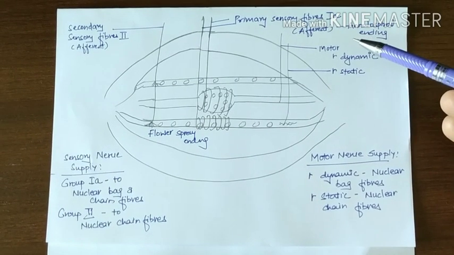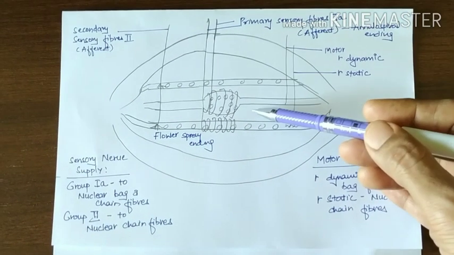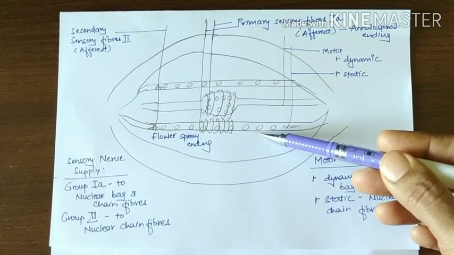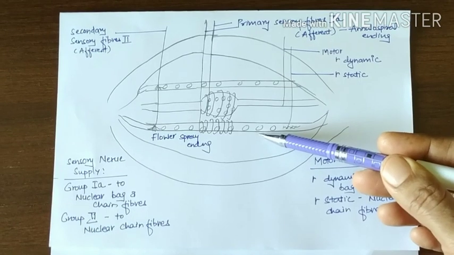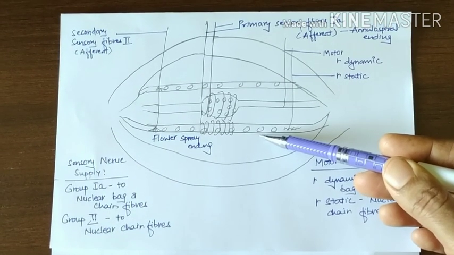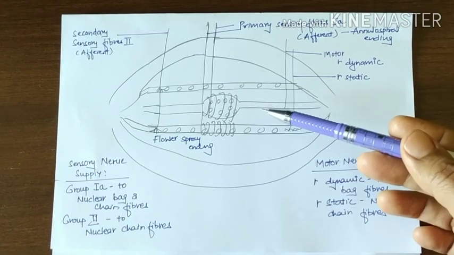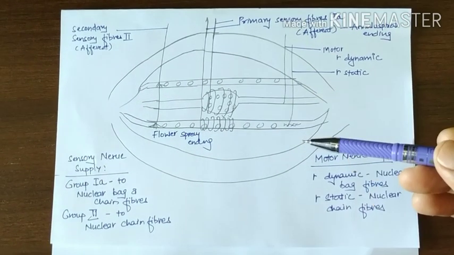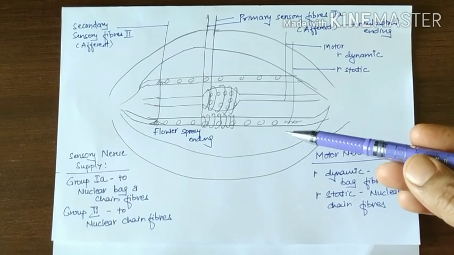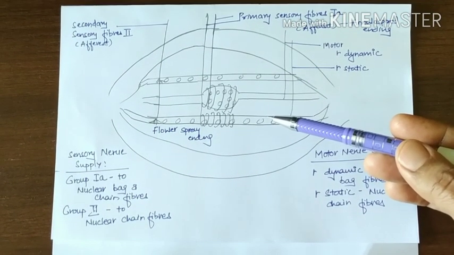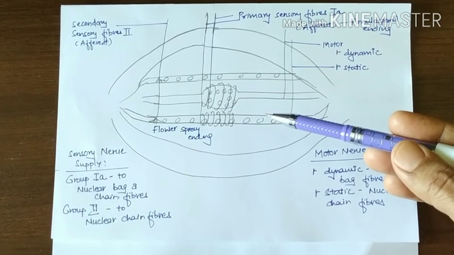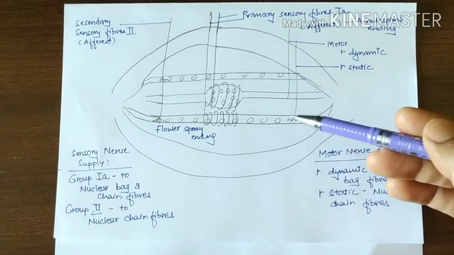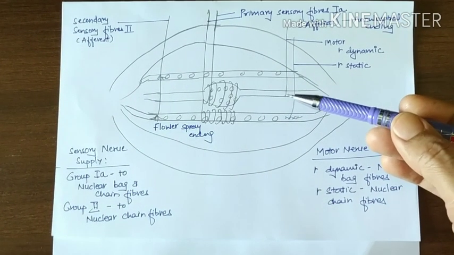These primary nerve endings supply both nuclear bag fibers as well as nuclear chain fibers, and they are responsible for two varieties of responses. One is the dynamic response, which is shown by the nerve fibers supplying nuclear bag fibers. And the second one is the static response, which is seen in the nerve fibers supplying nuclear chain fibers. We will discuss what the static and dynamic responses are.